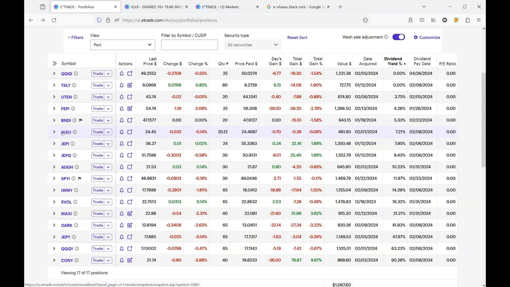It's IGBH. And the reason that I added this is because it's a bond fund, and I was looking to create some stability in my portfolio to compensate for this stock down here, which is called Coney. As you can see, this stock has a dividend yield of 90%. Now, if you can imagine that you had a CD in a bank that was earning 5%, you would be happy. So you can see that this 90% is very attractive.